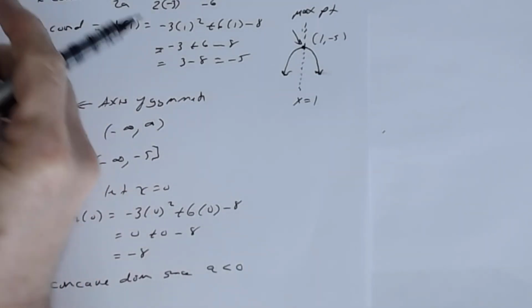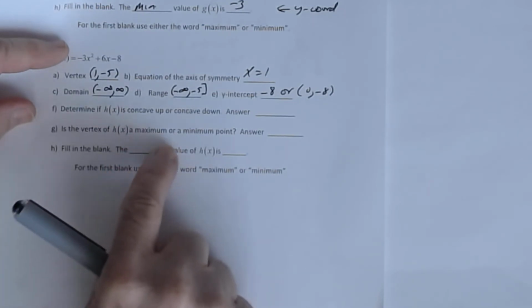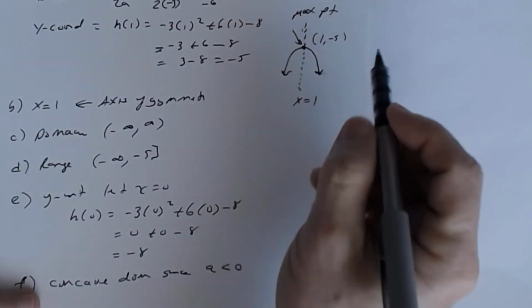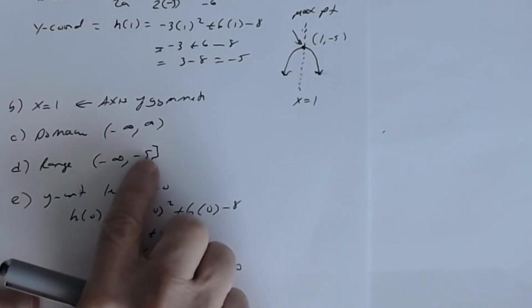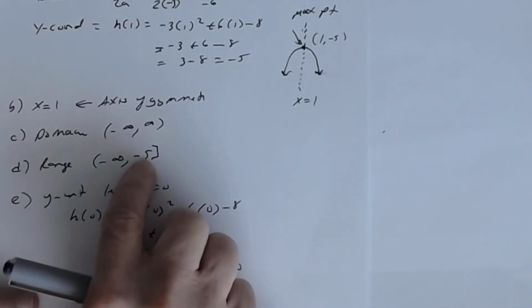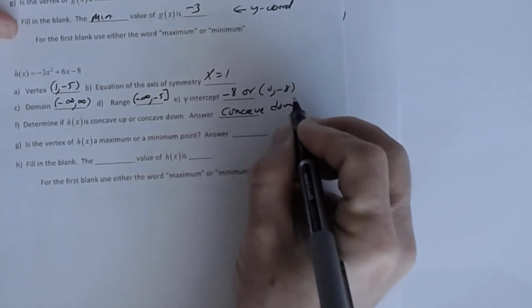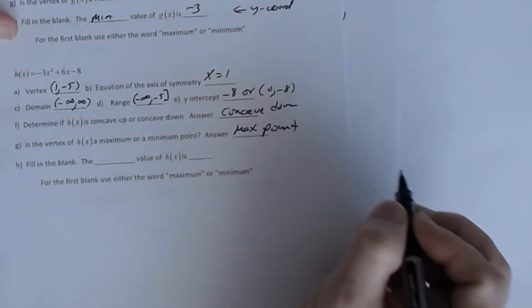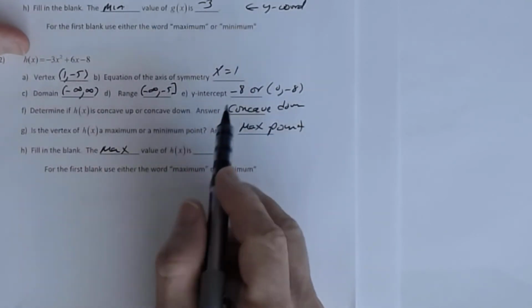And then all right, so fill in the blank. So the maximum value is, and remember, it's always the y-coordinate. So your maximum value is the largest y-coordinate, which is this y value of your range. All right, so we know it's concave down. It's a maximum point. Okay, and we know that the maximum value is, in this case, negative 5.